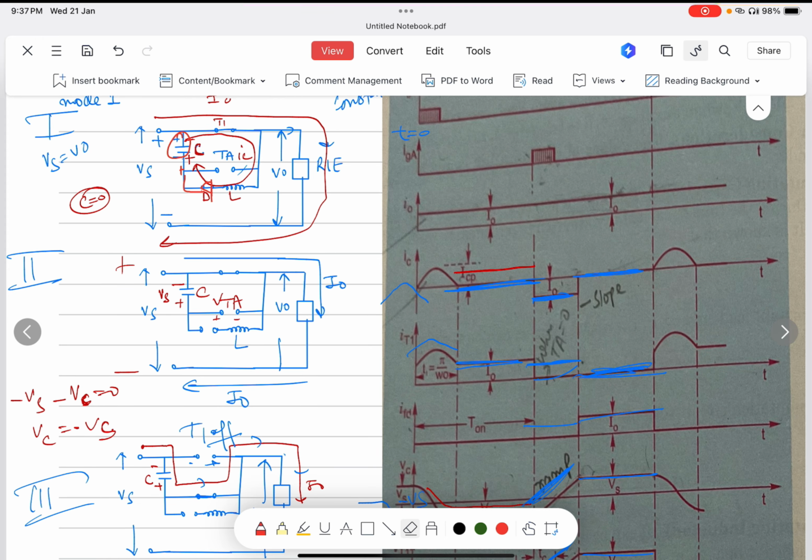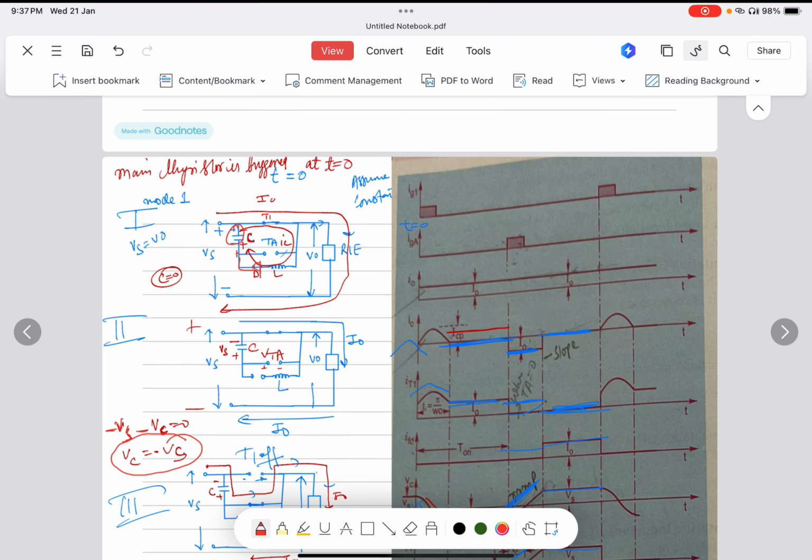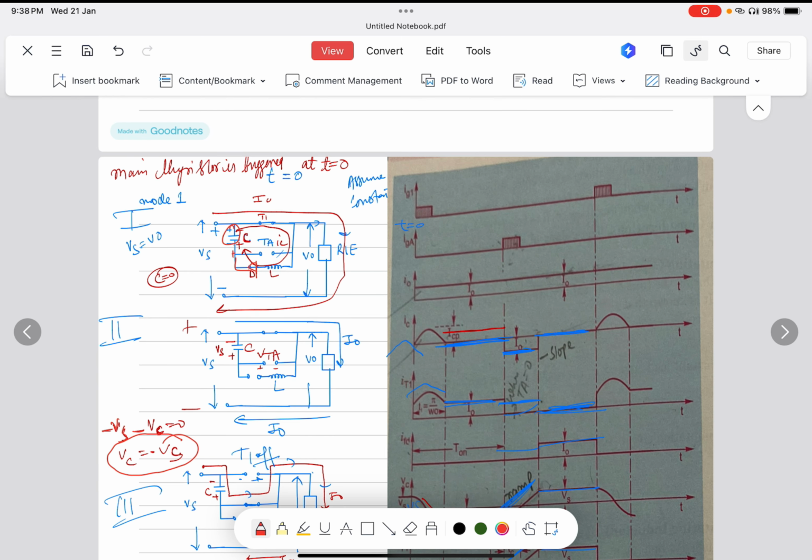That means what happened here is that the supply voltage, that is minus Vs. If you apply KVL, minus Vs and minus Vc equal to 0, that means the charging capacitor voltage equals minus of the supply voltage. So you can see that the load current is constant, as you can also see in the diagram that Ig1 is triggered here, but the load current is constant.